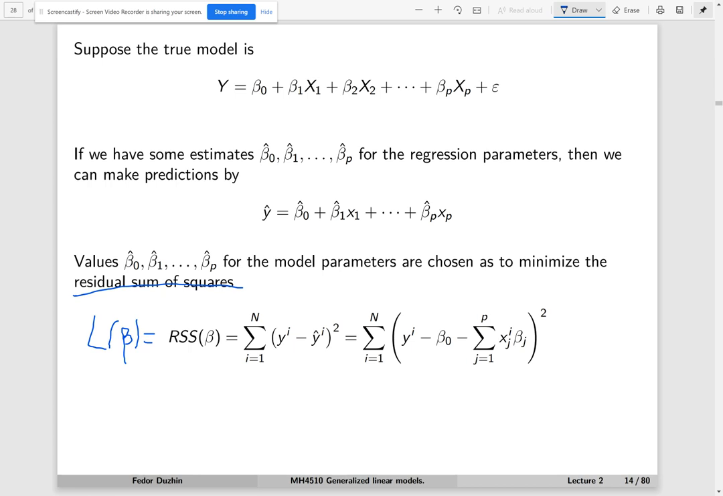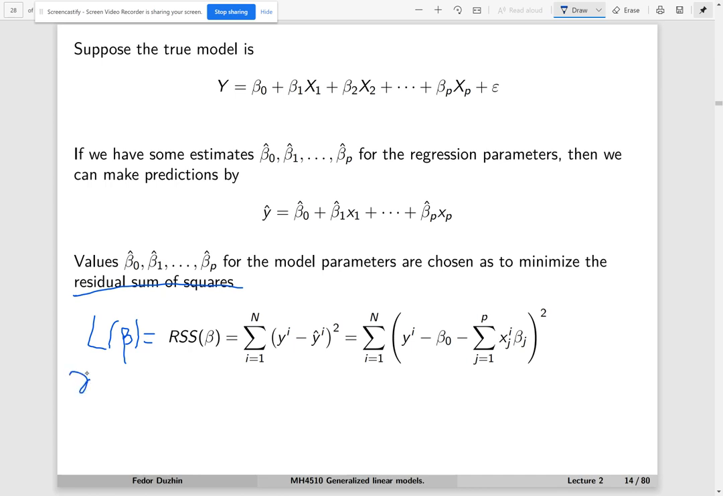So now, how can we minimize it? Look, this is a function of several variables, beta 0, beta 1, and so on, beta p. In order to find the minimum value of any function of several variables, we need to find its derivatives with respect to these variables and equate them to 0, right? So let me do this.